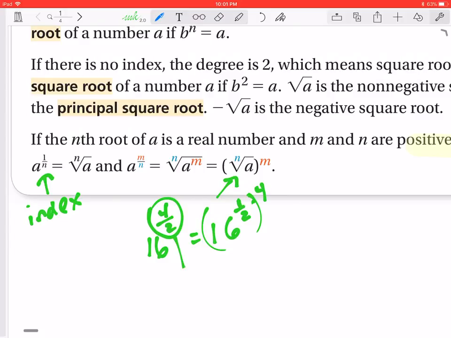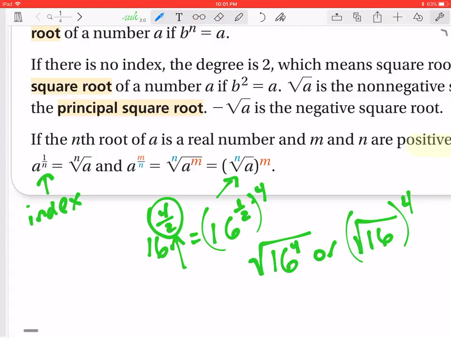This nth, that number in the denominator, that is my radical, that would be my index number. So in this case, since it's 2, that means I'm not going to put a symbol there. And now, this 4, the number in the numerator, that's going to be my power. So I'm going to say 16 to the power of 4. Or, we can write this as the square root of 16, and then in parentheses, to the power of 4. Okay?